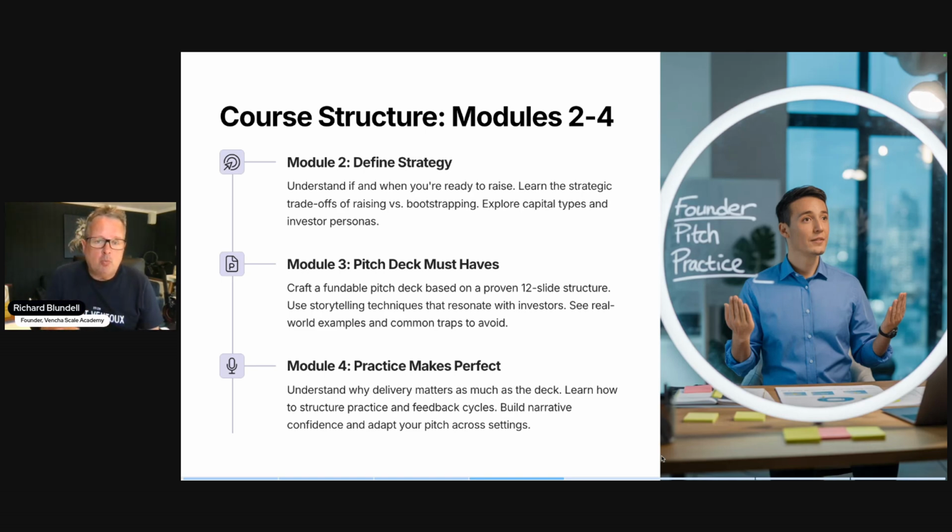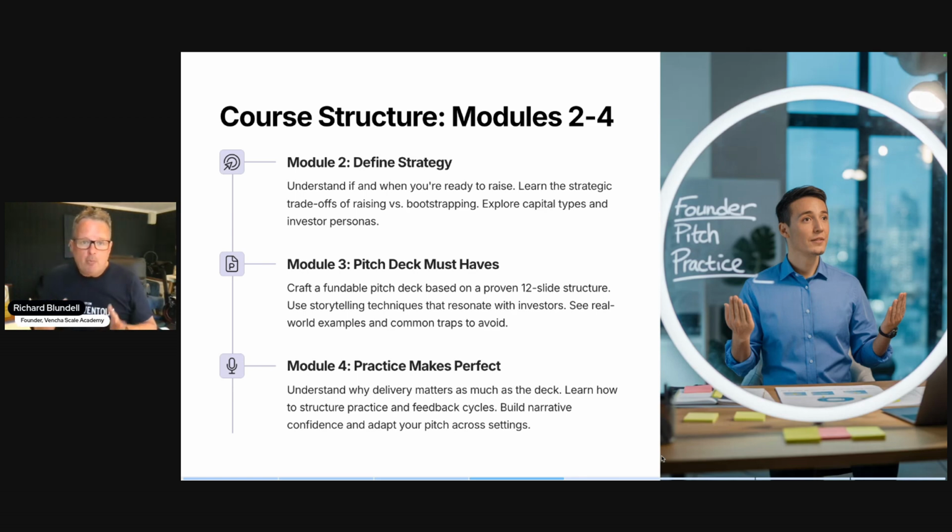We're going to learn the strategic trade-offs, so you go in with your eyes wide open, between raising and bootstrapping. You do have the option of bootstrapping. There are lots and lots of different types of capital you can take, and we're going to introduce you to the different types of capital and the different types of investors. They are very, very different, and you need to know what each one is looking for and understand what kind of capital matches with where you are today.